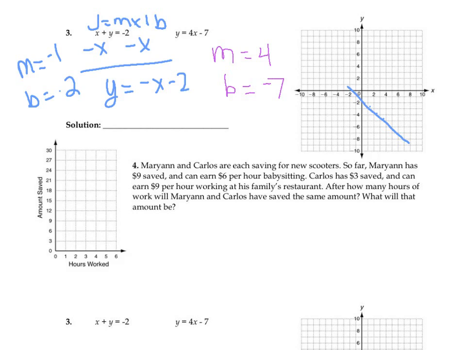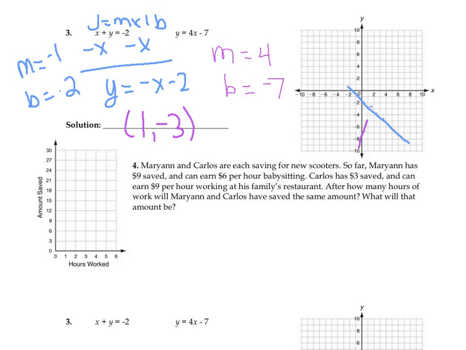So we're going to start at -7. And we're going to go up 4 and to the right 1. 1, 2, 3, 4, and to the right 1. And I see right away that those two lines are crossing at 1, -3. So our solution is 1, -3.